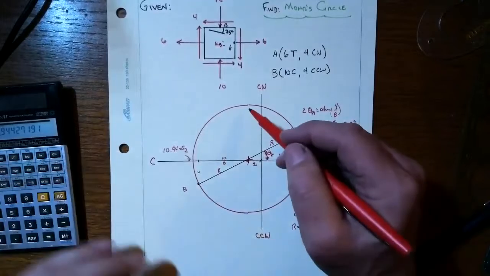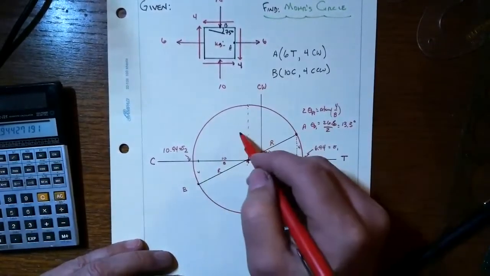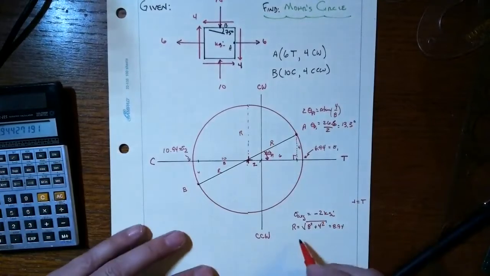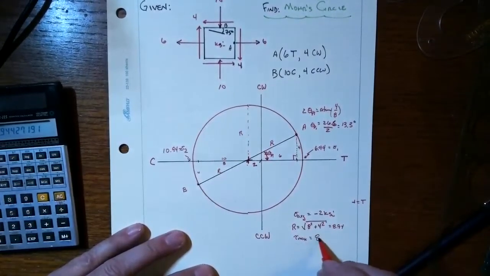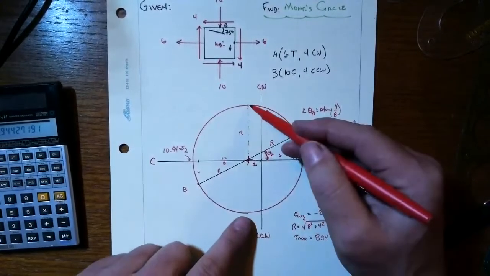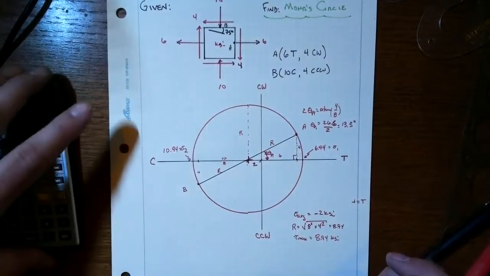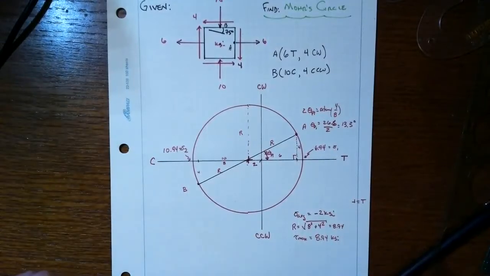The maximum shear stress is up here at the top or bottom of the circle. And, well, that's just the same thing as R. So tau max is going to be our 8.94 KSI. Well, which direction? It depends on which plane you want to look at in terms of which direction, right? So that's the beginnings of how we might use Mohr's circle.